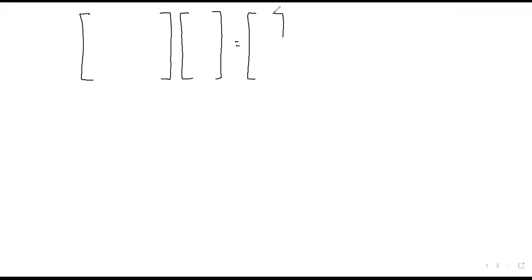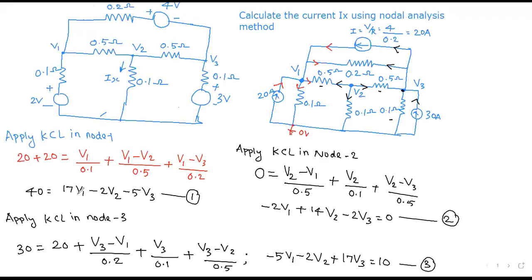Now let me do the matrix. So we are writing all the equations in matrix form. Since it is 3 variables V1, V2, V3, we'll get a 3 cross 3 matrix. Our objective is to calculate V1, V2, V3. Look at this, what is the first equation? The first equation, 17V1 minus 2V2, minus 5V3. So 17, minus 2, minus 5, that is your first row. Then your right hand side is 40.